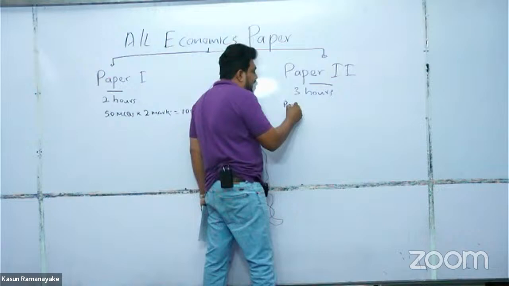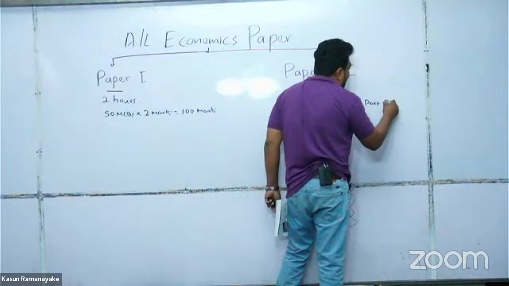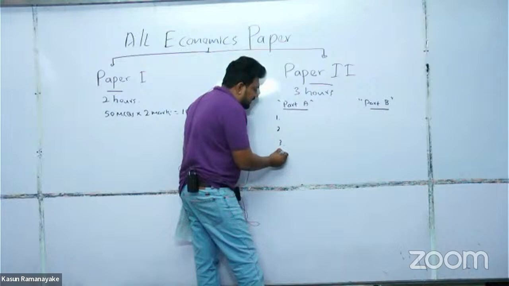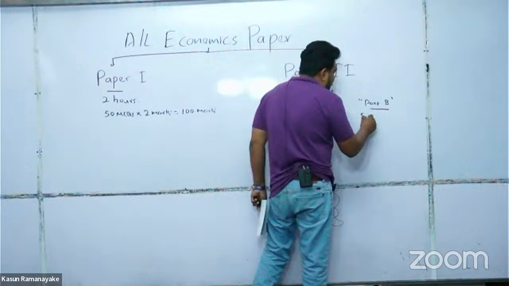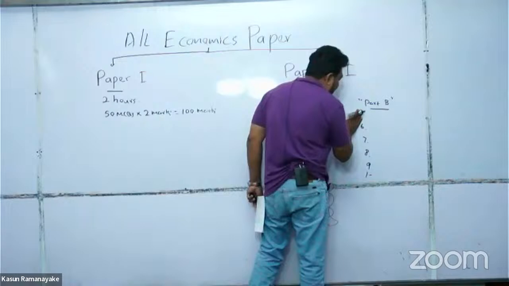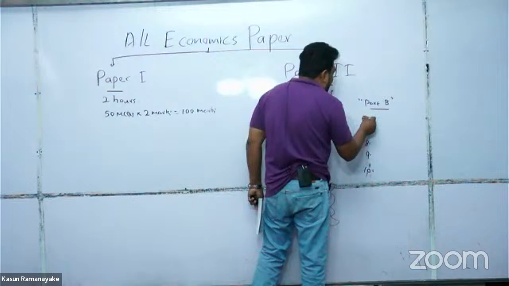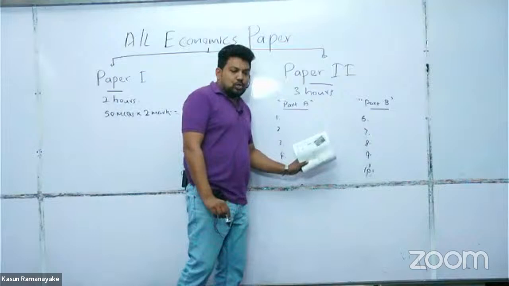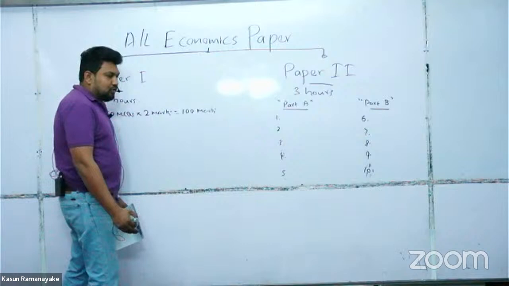Section A and section B. Part A has the first question, second, third, fourth and fifth question, and then 6, 7, 8, 9, and 10. Altogether, 10 questions are there. But you should not do all 10 questions. Here, all 50 MCQs are compulsory. You have to answer all the questions.